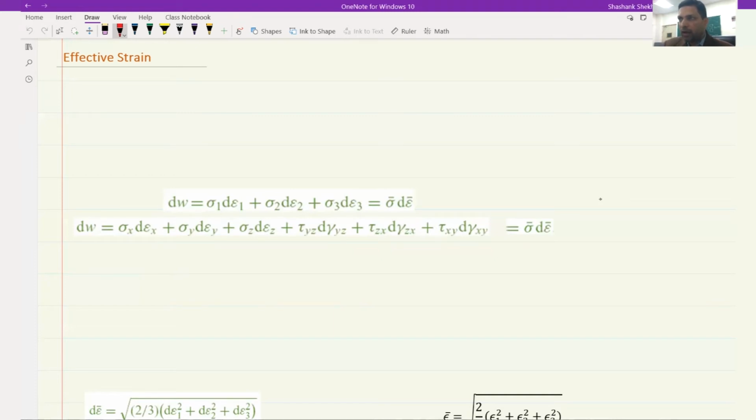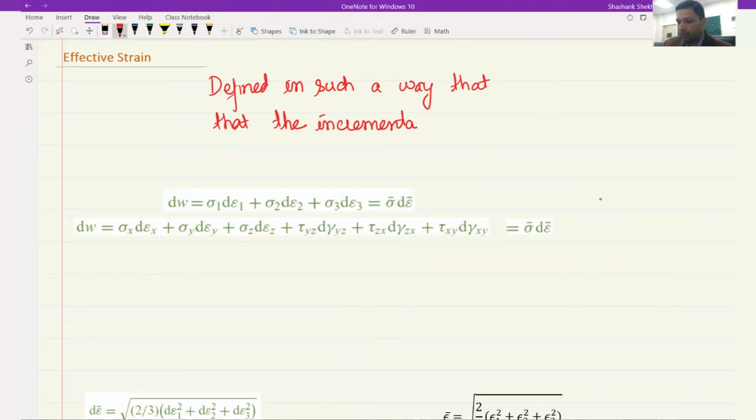So it needs to be defined in such a way that the incremental work done per unit volume is consistent.